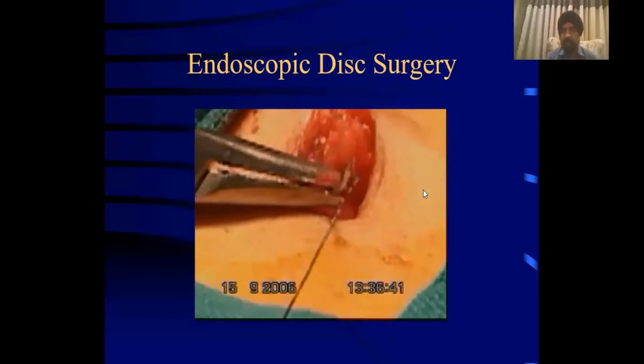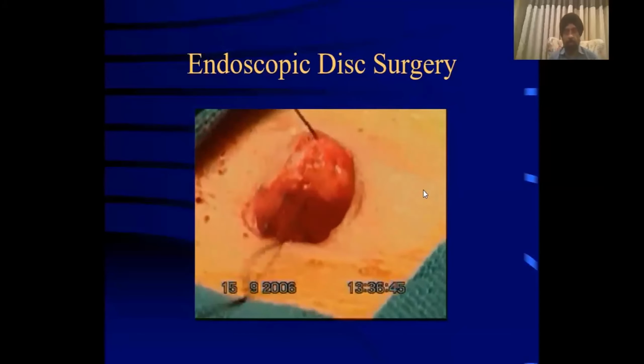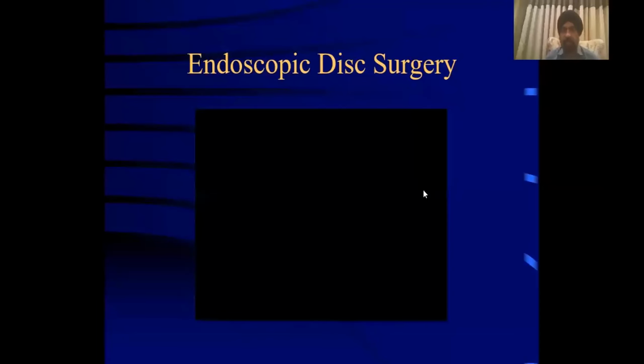And once you finish the surgery, it's very easy to close. You apply just 1 or 2 stitches in the fascia and then subcutaneous tissue, and that's all.